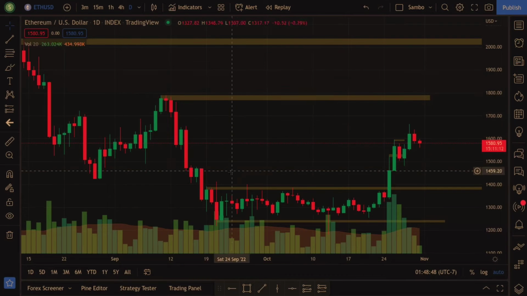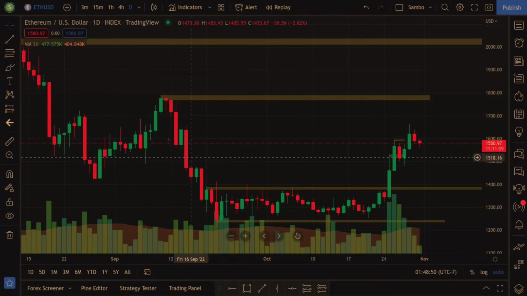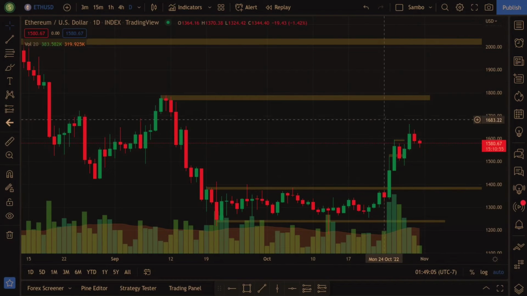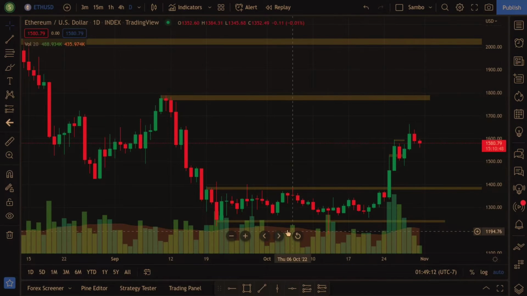So to start off, we saw this big push down on the daily, and we're seeing a bit of a range form, and this range has been happening for the past few weeks. Now the big thing to notice right here is this push off, this breakout above the 1400 level, and this seems to be a pretty valid breakout because of the amount of volume that we see here. Coming up to it, there wasn't much volume.